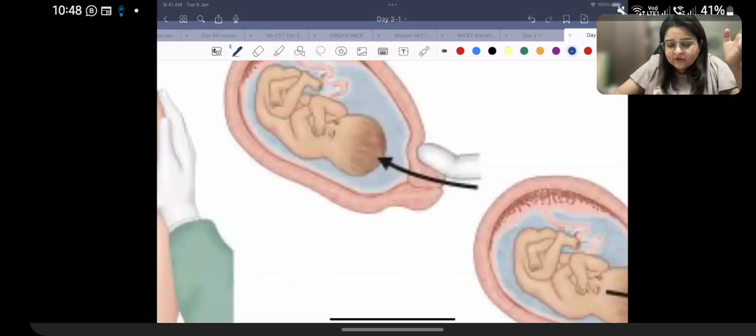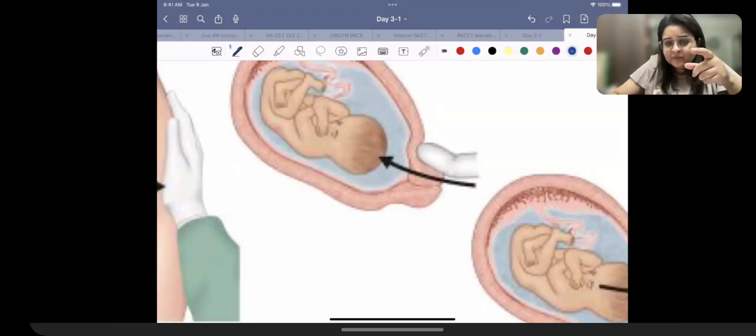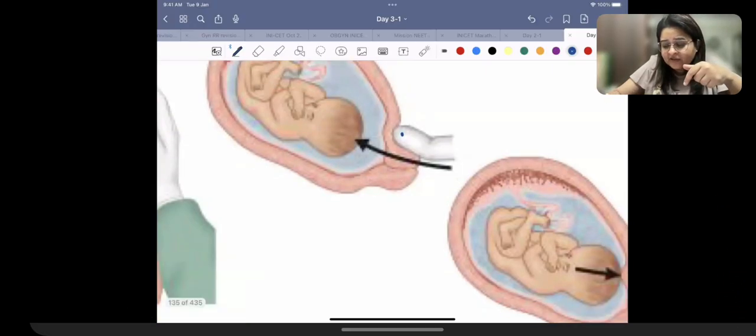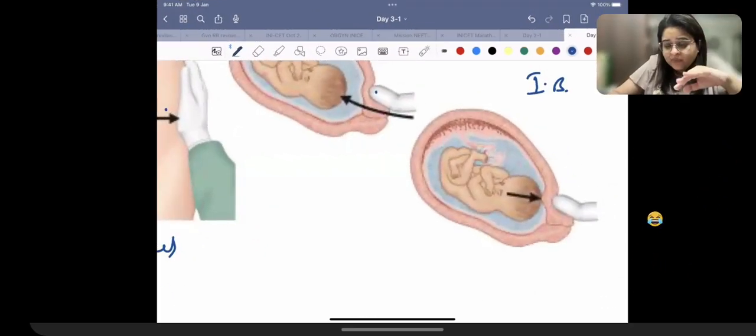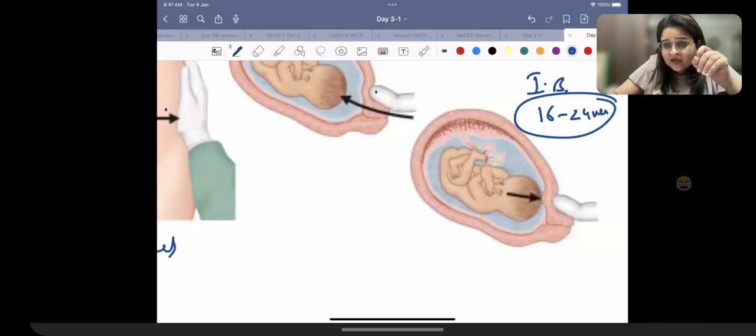Similarly, internal ballottement. This is below. You do a PV and slightly above the cervix, you give a tap like this. So the baby will go up and come and hit your finger back again. This is called internal ballottement. This is detected a little early and is not detected very late, because once the baby becomes bigger and bigger, it's not going to move with your tap. It's going to become bigger, so you require more force to push it.